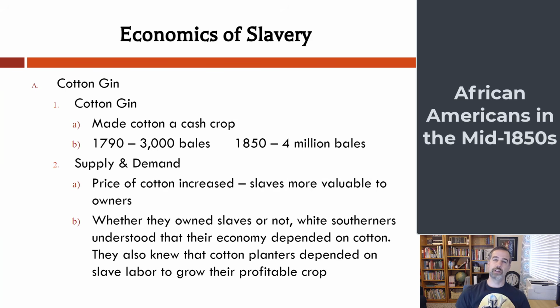Slaves were mostly owned by wealthy plantation owners in the South. Only 1 out of 4 white Southerners actually owned slaves. So why does the South remain so loyal to slavery? Part of it has to do with the invention of the cotton gin in 1793. Up until that point, slavery is actually on the decline in the South.